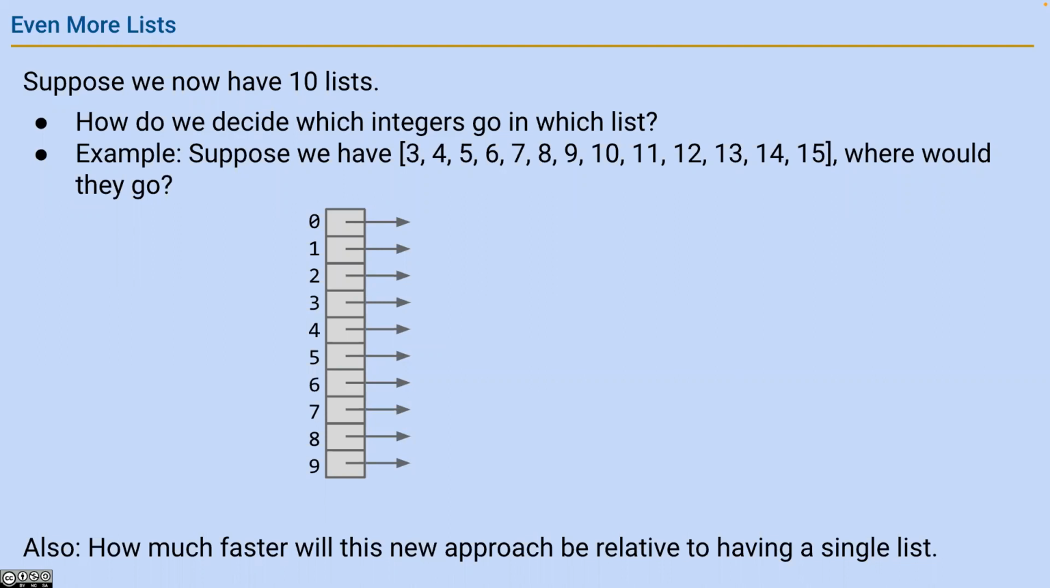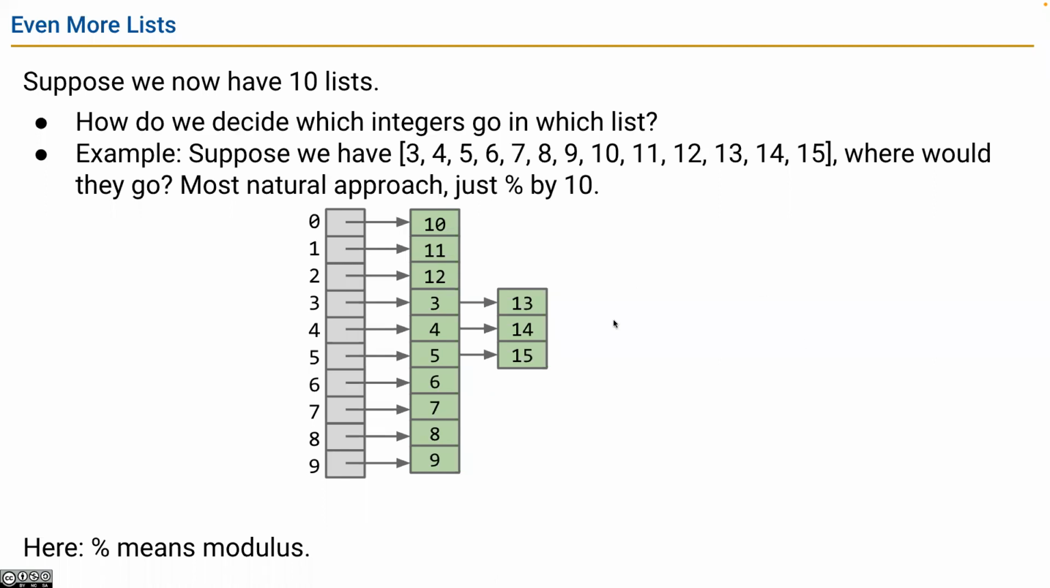Okay, what do you think? Where do they go? Where does 3 go? 3, great. Where does 13 go? 3. Okay, so you could use the trailing digit, for example, which is mod 10. Are there other possibilities? Sure. What's something else you could do?